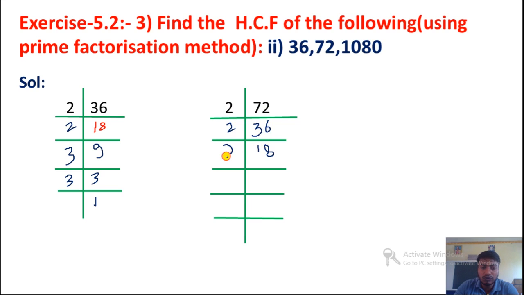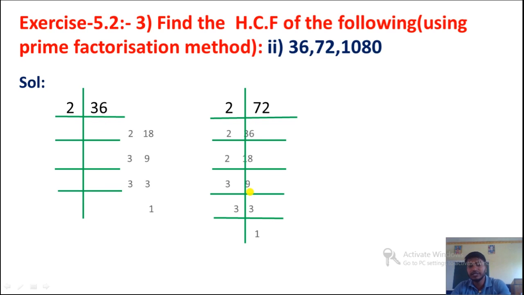Now again it will go by 2. 2 nines are 18. Now we cannot divide this by 2, so we will take the next prime number, which is 3, and by 3 we can easily divide. 3 threes are 9. Again we will take 3. 3 ones are 3. So this is the prime factorization of 72.